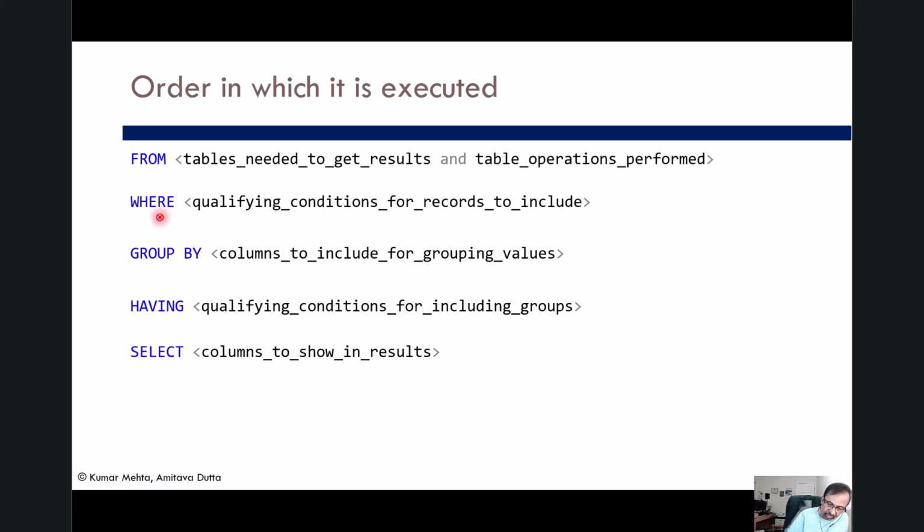The next clause that's executed is the where clause. Remember a couple of minutes back I said the where clause tells you how to identify the rows that are to be extracted. So that's what's done next. First, I figure out what are the tables from which I need to extract information. The second piece is what are the rows that I need to extract from those tables.